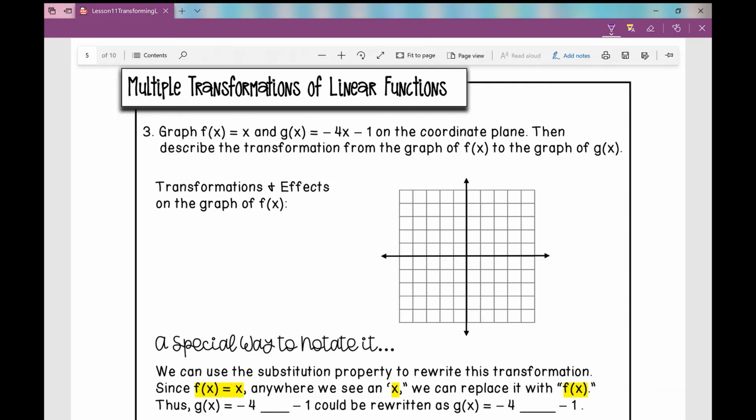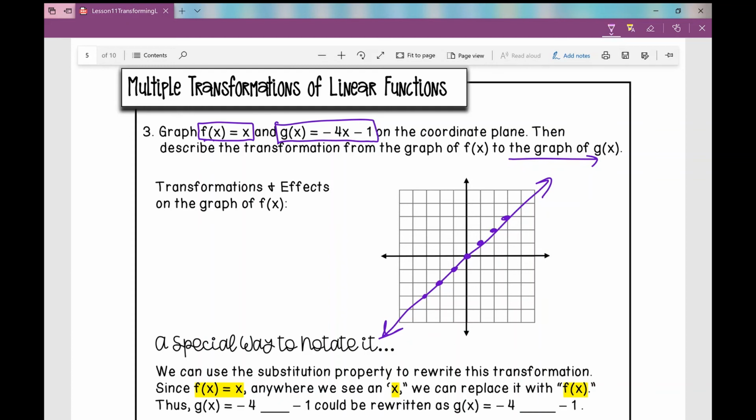In looking at multiple transformations of linear functions, we're to graph f of x equals x on this coordinate plane, which is just our parent function, and g of x equals negative 4x minus 1 on the coordinate plane. Then describe the transformations from the graph of f of x to the graph of g of x. So first, let's graph f of x. That's just our parent linear function right here. It looks like this.